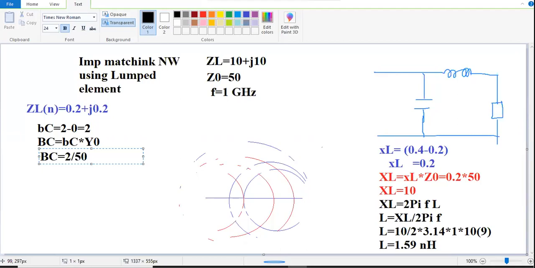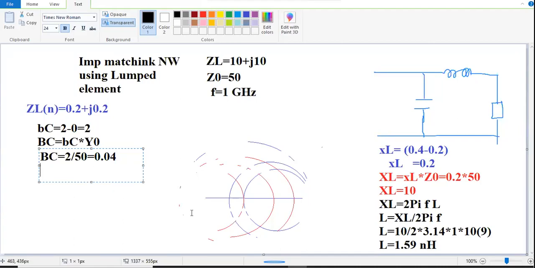So y0 is 1 by z0. So 1 by 50, multiplied by 1 by 50. So what will be the answer? Quickly. 0.04. 0.04. Correct? Okay. So this will be your BC.